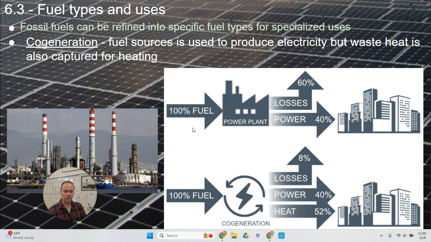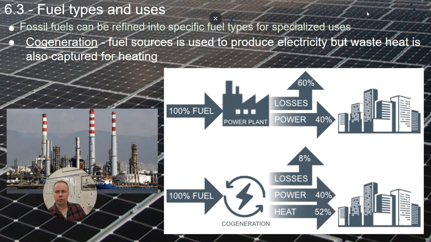So what we see here on the top, if there's no cogeneration, right, about 40% of the fuel energy goes into making electricity, and 60% is lost as waste. But if cogeneration technology is used, you can capture about 92% of the energy from that fuel. Only about 8% is being lost. And so the more efficiently we use those fossil fuels, the better that is for the environment.